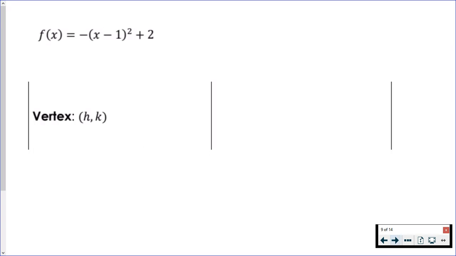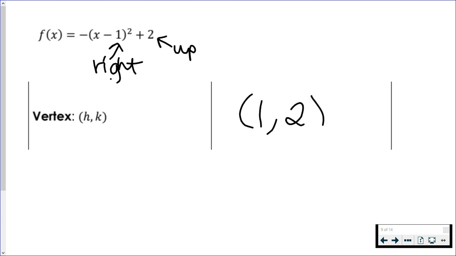Next, we're going to find the vertex. I told you that H and K have to do with the vertex. If you know your transformations, you're just going to use those. A -1 in the parentheses is a shift to the right 1. A +2 on the outside moves up 2. So a point that moved right 1 and up 2 would be the point (1, 2). And that's all you have to do for your vertex.